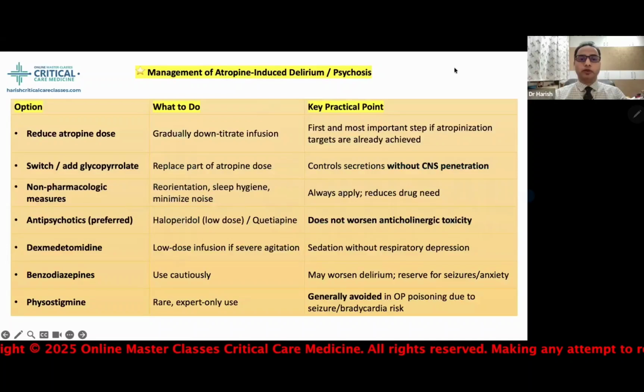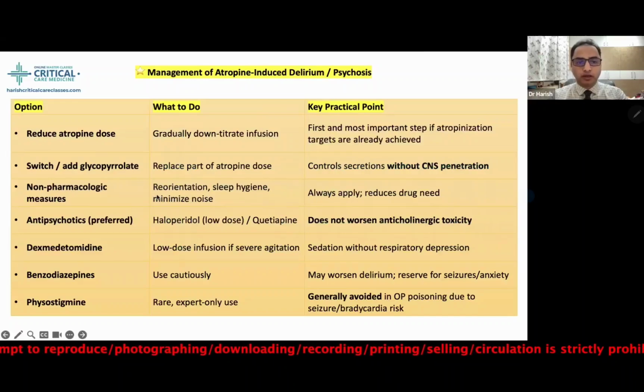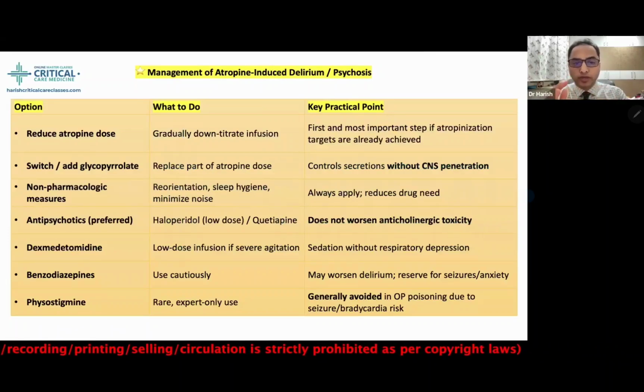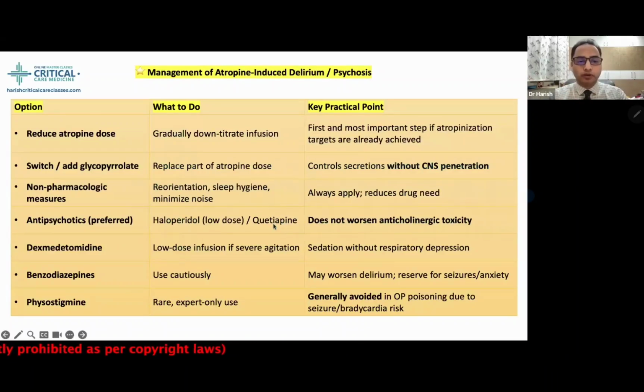So, management of atropine-induced delirium or psychosis: reduce the atropine dosage, switch to or add glycopyrrolate so that we can come down on atropine. Non-pharmacological measures: if the patient is a bit okay, you can try to reorient, sleep hygiene, minimize the noise. All these non-pharmacological things you can try. Antipsychotics: preferred are haloperidol and low-dose quetiapine, because these do not worsen the anticholinergic toxicity. Dexmedetomidine, low-dose infusion if severe agitation, gives sedation without any respiratory depression.